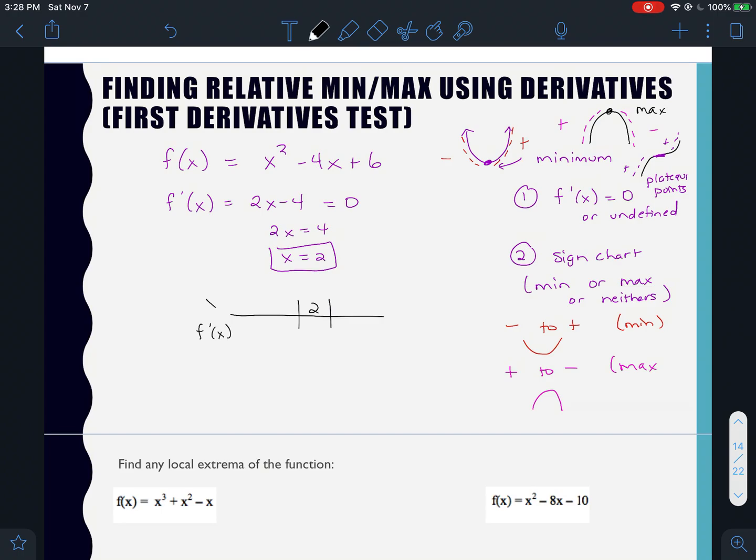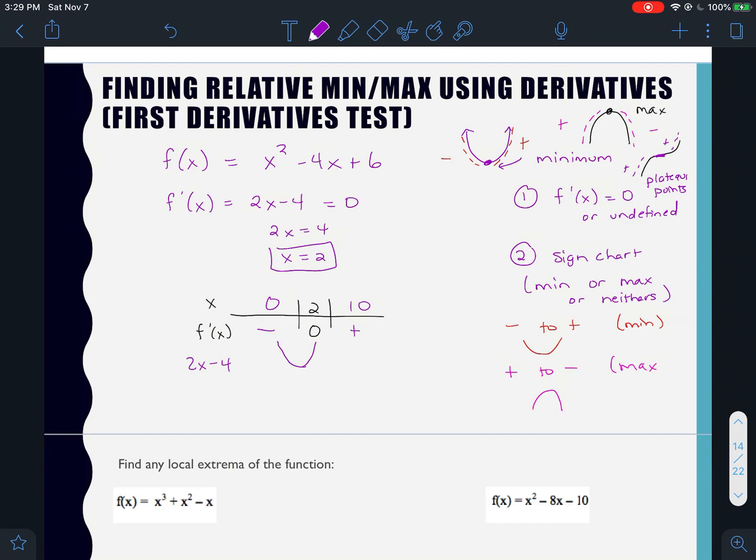So we have our critical number 2. We're going to put that in our sign chart. And then we want to know what's happening to the derivative before and after that. So we could pick 0 and we could pick 10, and then we plug it into the derivative. The derivative is 2x minus 4. So if I take 0 and plug it into 2x minus 4, I get a negative value. If I take 10 and plug it in, I get a positive value.